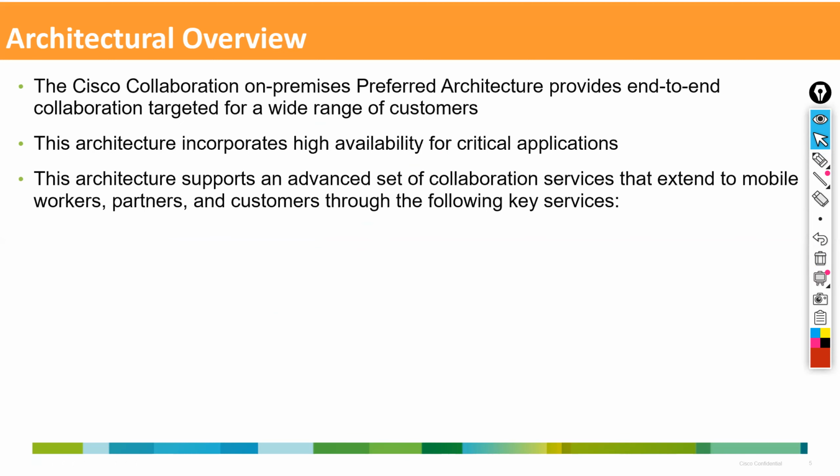So this architecture supports an advanced set of collaboration services that extend to mobile workers, partners, and customers through the following key services. Whatever infrastructure you build, you use it not only to communicate internally. For example, this is my company, ABC company, and we are the employees. Internally, to communicate, we can use some infrastructure. At the same time, we also have business partners and remote users.